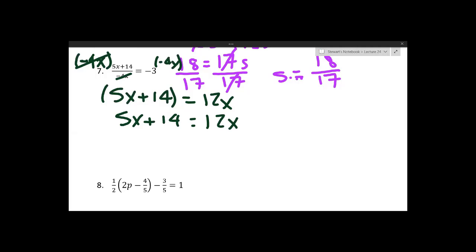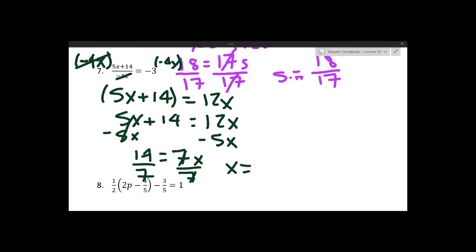And now we need to combine our like terms. The only like terms to combine are the terms of the variable. So I'm going to keep things positive, I'm going to subtract 5x from both sides. Those would cancel. So we are left with 14 is equal to 12x minus 5x is 7x. And then since 7 is being multiplied to the x, we need to divide it to get rid of it on both sides. So now we are left with x is equal to 14 over 7, which is 2.